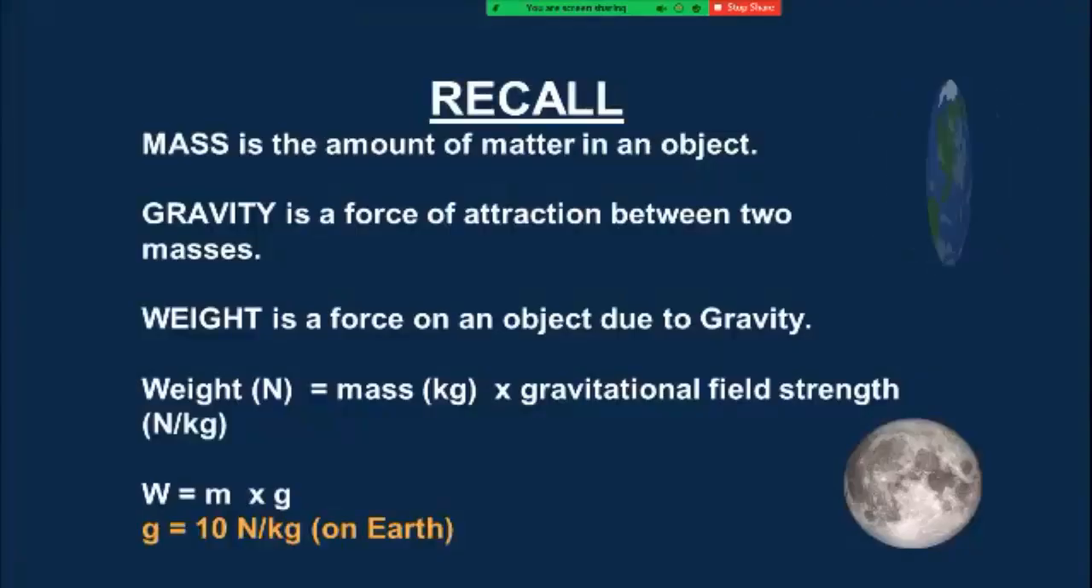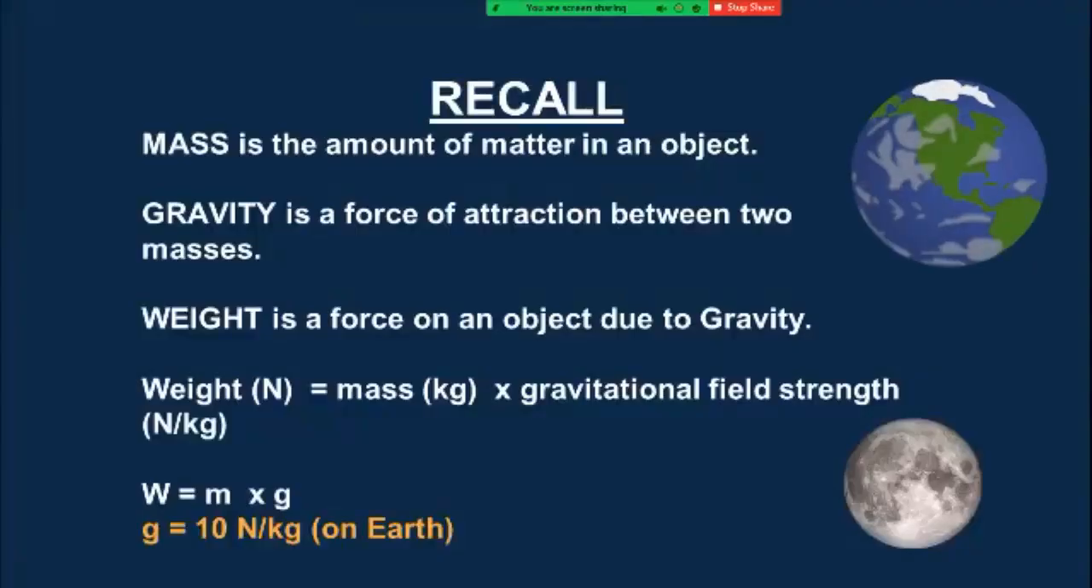So here are the major points from this lesson. Mass is defined as the amount of matter in an object. Gravity is a force of attraction between two masses. Weight is a force on an object due to gravity. And weight equals mass multiplied by the gravitational field strength, which is represented as W equals M times G, with G being approximately 10 Newton per kilogram on Earth.